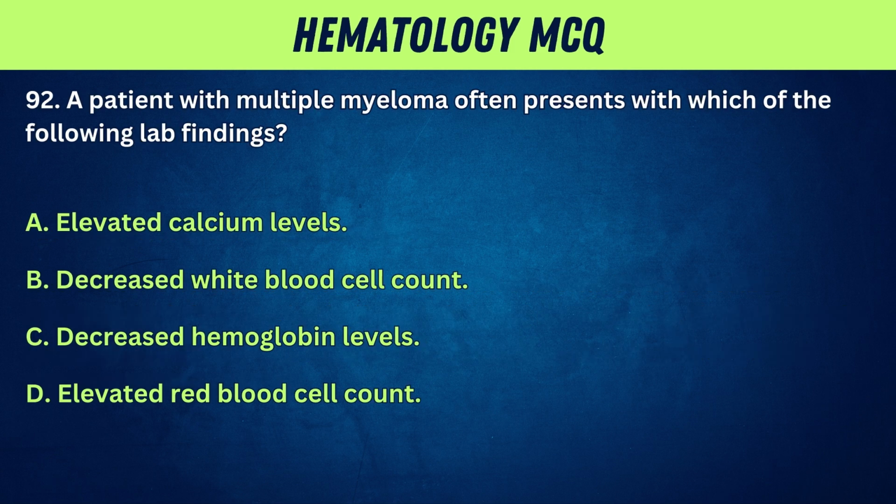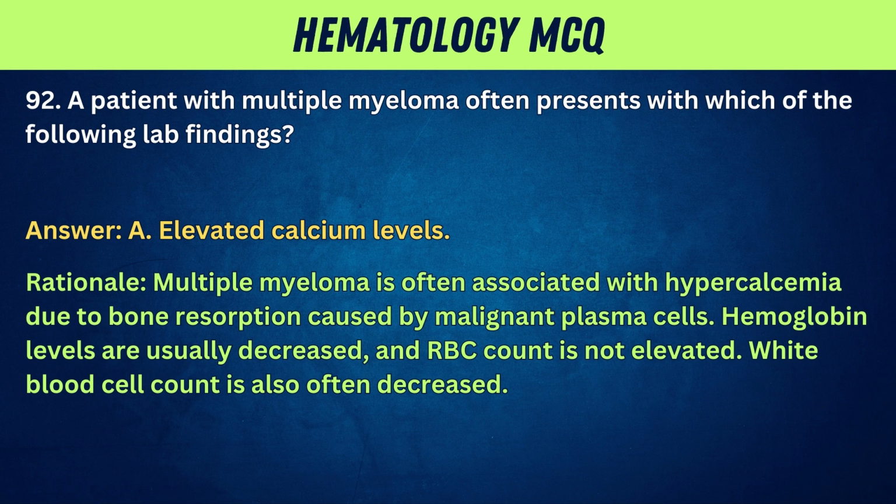92. A patient with multiple myeloma often presents with which of the following lab findings? A. Elevated calcium levels. B. Decreased white blood cell count. C. Decreased hemoglobin levels. D. Elevated red blood cell count. Answer: A. Elevated calcium levels. Rationale: multiple myeloma is often associated with hypercalcemia due to bone resorption caused by malignant plasma cells. Hemoglobin levels are usually decreased, and RBC count is not elevated. White blood cell count is also often decreased.